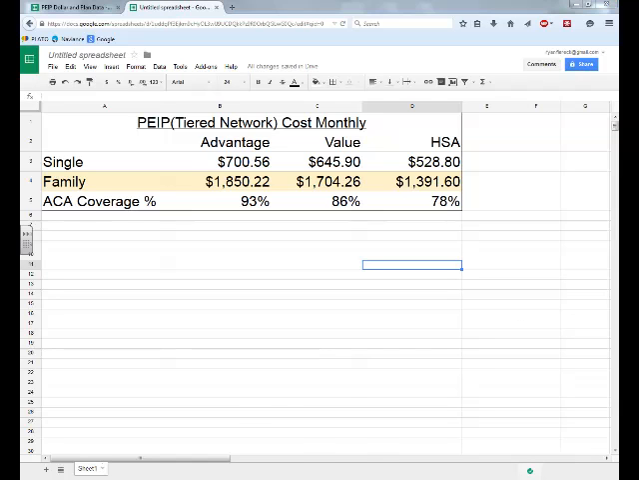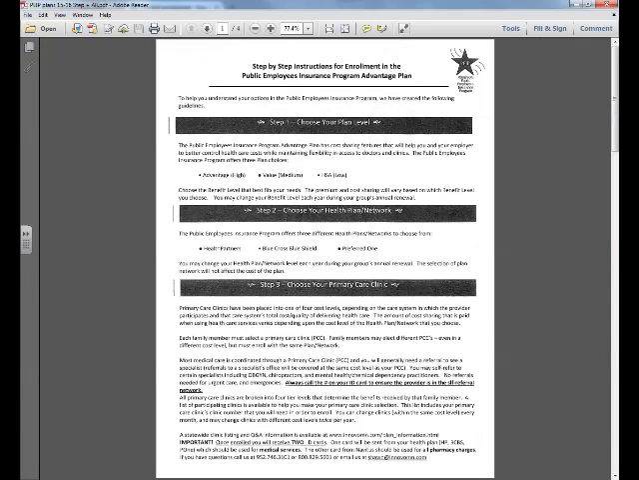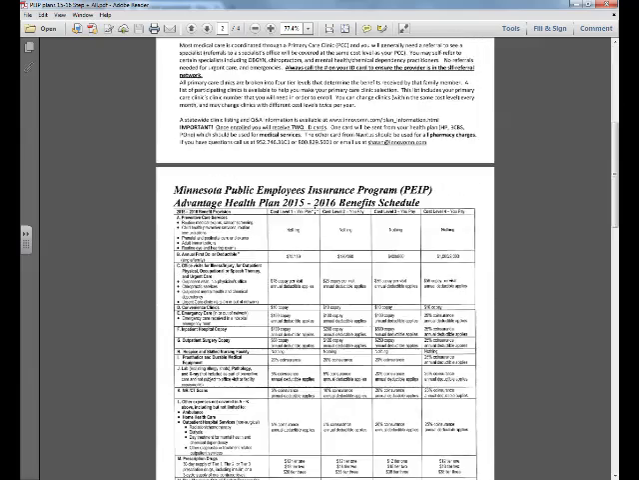The first form that PEIP sends out that they want you to be aware of is the step-by-step instructions for enrollment. The first choice that you can make that's pretty straightforward is which plan do you want? Advantage, Value, or HSA. High, medium, or low. Each of those plans are described down here.